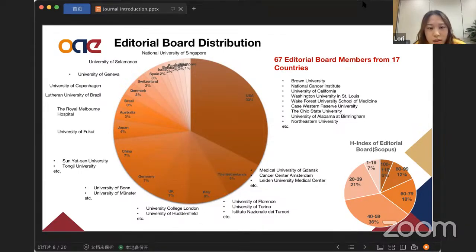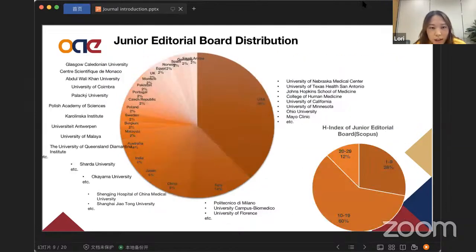Now I will introduce our editorial board members. They are 67 editorial board members from 17 countries, and most of them are from all over the world, for example, USA, the Netherlands, Italy, United Kingdom, Germany, and other European countries. The junior editorial board distribution is the same. Most of them are from developed countries.